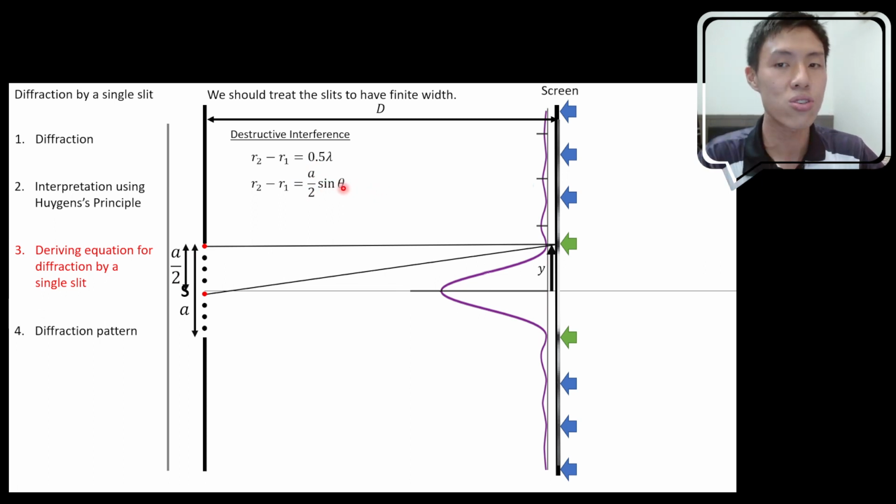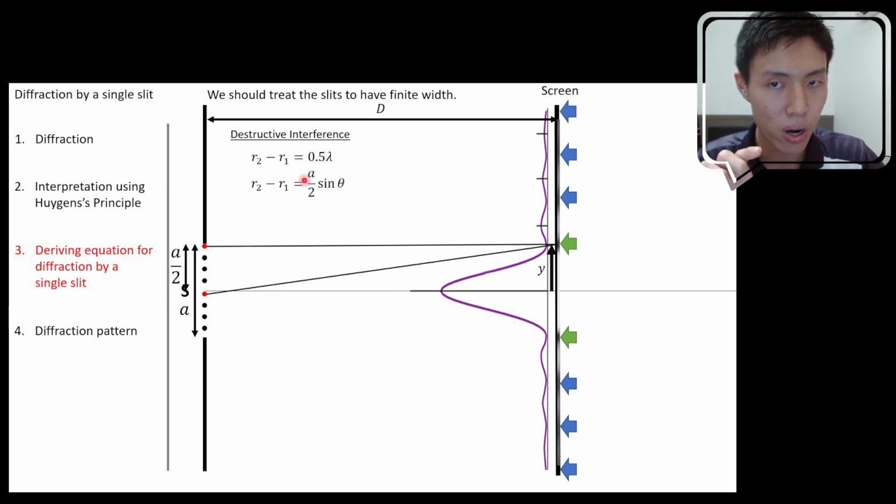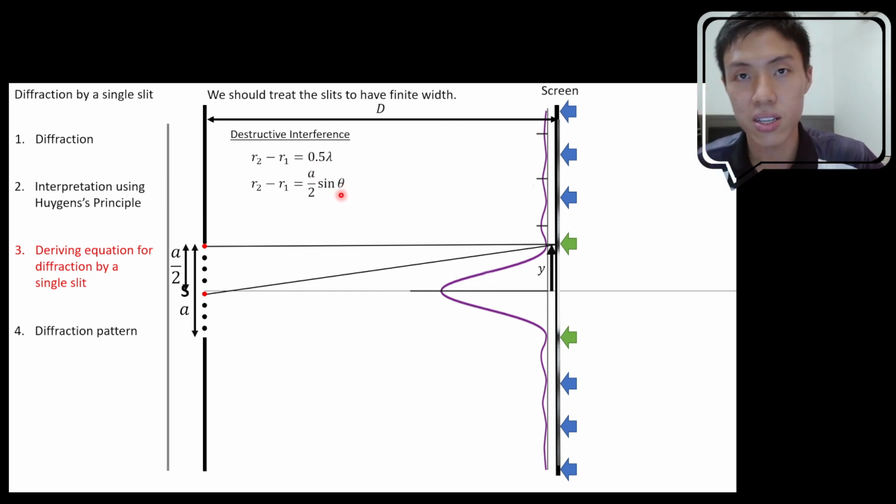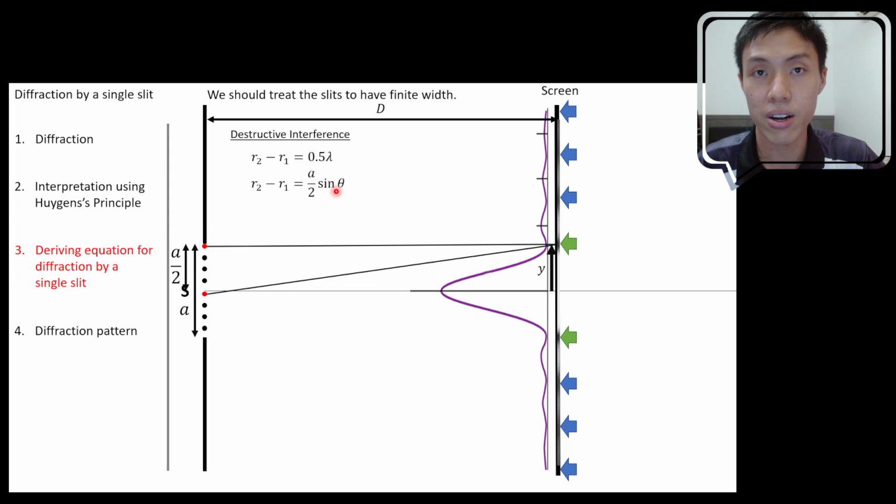Okay, if you wish to understand why I get A over 2 sine theta clearly, you will need to revisit the interference video to see how we derive the D sine theta. If you understand the D sine theta, well, last time it was D over here, now it's A over 2 over here. It's still the same idea. So A over 2 sine theta will be equal to 0.5 lambda. We are just combining the 2 equations over here.